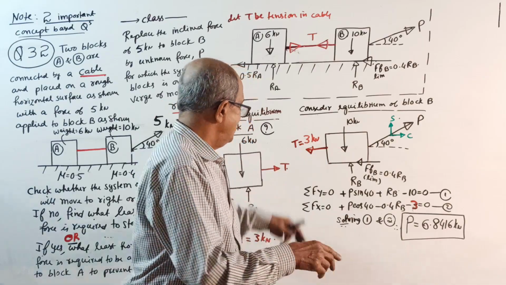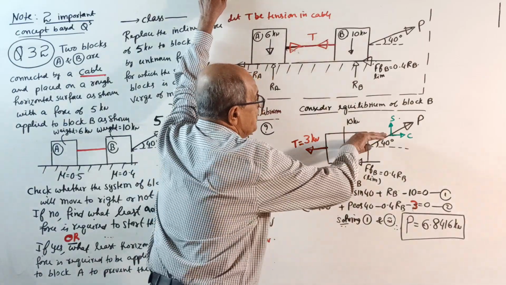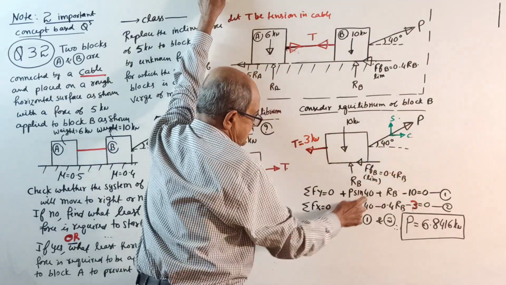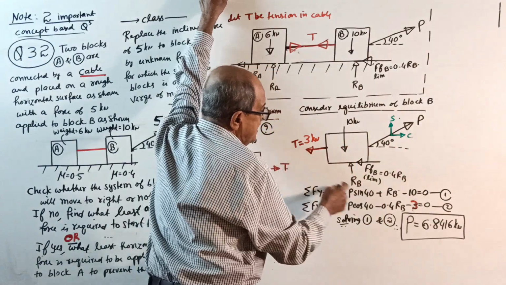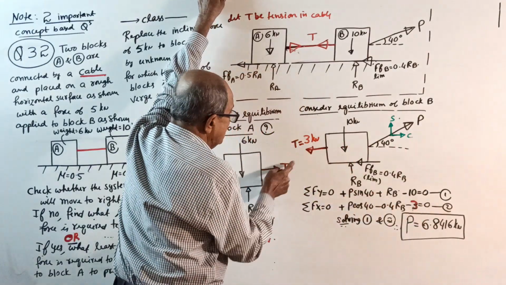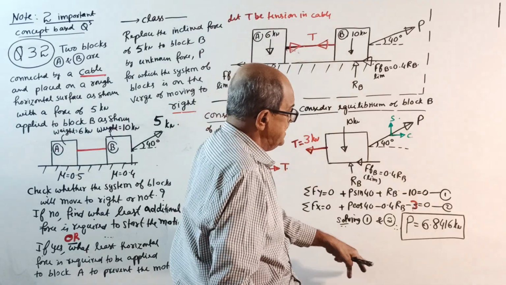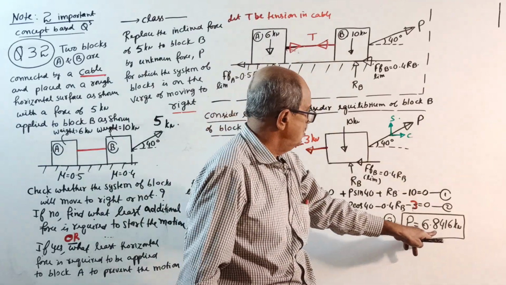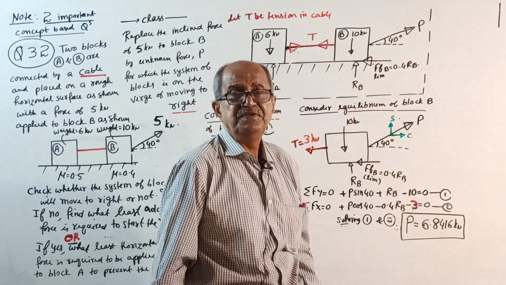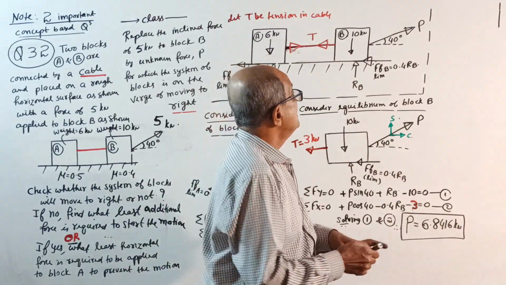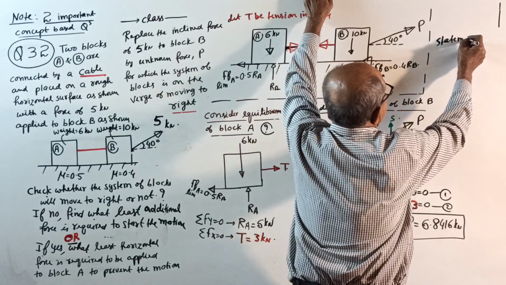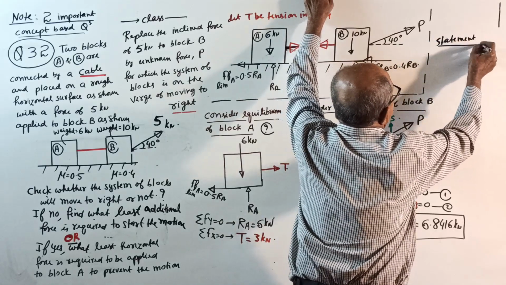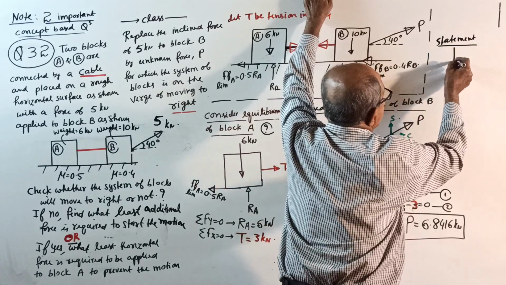Okay. Then sigma Fx = 0: P cos 40 minus 0.4 RB minus 3 equals 0. See, this 3 is already known there. Solving 1 and 2, we get P equal to 6.8416 kilonewton. Now do one thing, some statement is required. I will dictate, you should write it.